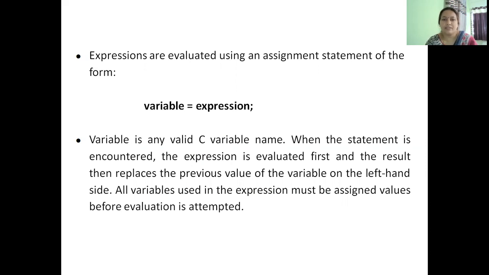Variable is any valid C variable name, and expression is a combination of operands and operators which will be evaluated, and the resulting value will be inserted into the memory location represented by variable. So all the variables in C language which are used in expressions or used for assigning the value of an expression should be defined before they are used in the expression.